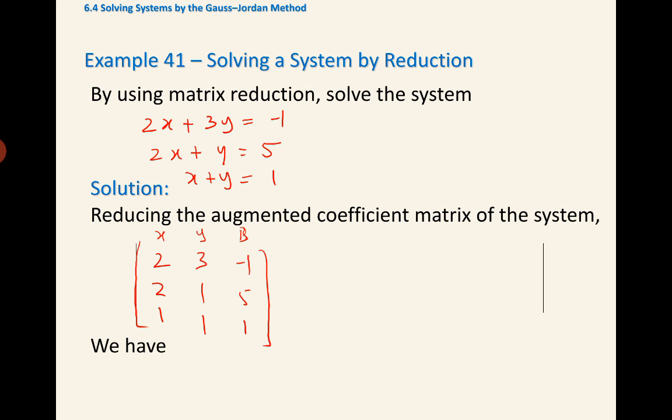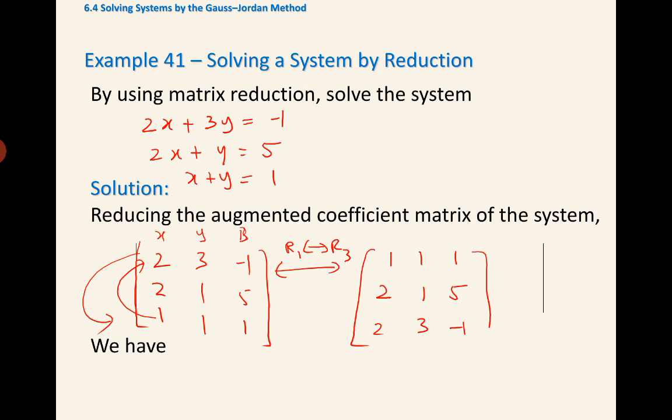Can we exchange row 1 and 3 so that this 1 will go here and this 2 can be moved here? So in the next matrix we are interchanging row 1 and row 3. What we get is 1 1 1. There is no change in the second row, 2 1 5. Third row will be 2 3 -1.